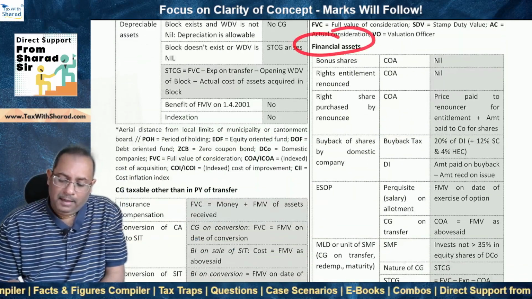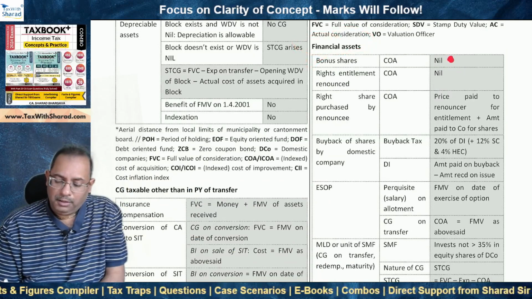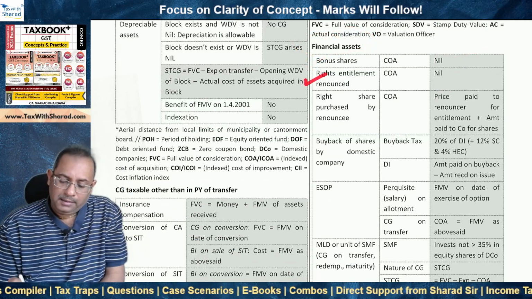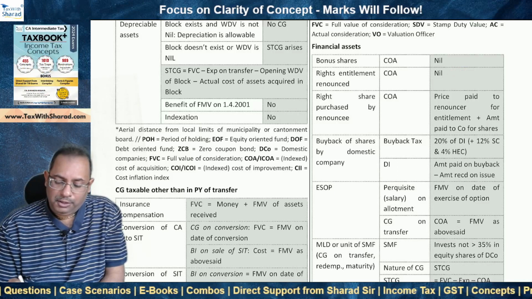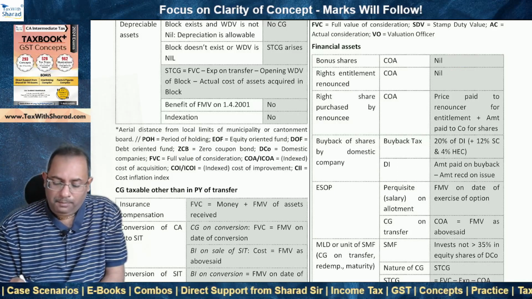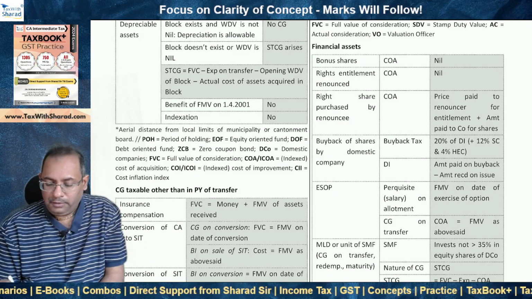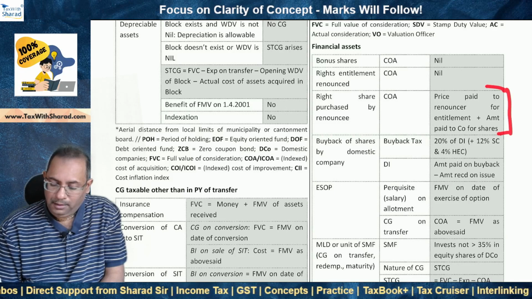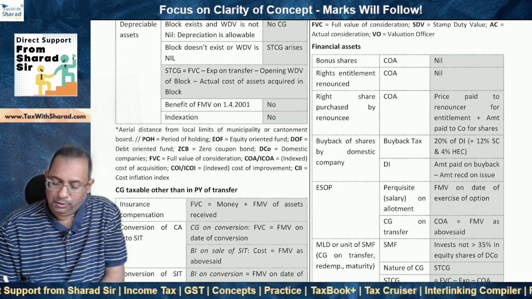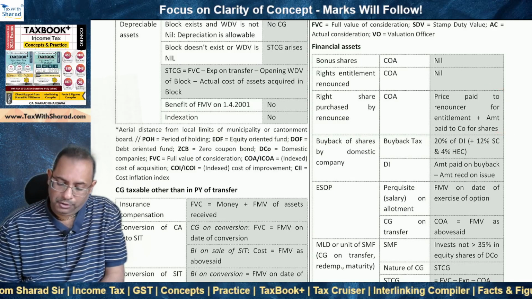Financial assets. In the case of bonus shares, cost of acquisition is nil. Rights entitlement which is renounced, cost of acquisition is nil. Right shares which are purchased by the renouncee, the cost of acquisition to the renouncee is the price paid to the renouncer for the entitlement plus the amount which he or she has paid to the company for shares.